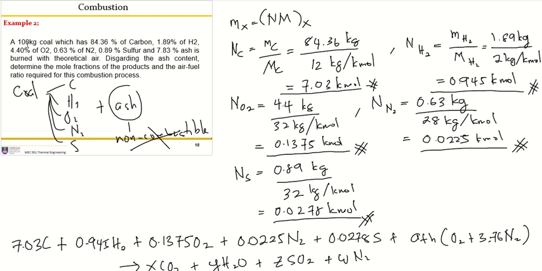Why do we put it in terms of kilogram? 84.36 kilogram, because we want to divide it by 12 kilogram per kilomole. From there you can get the number of moles for carbon, 7.03 kilomole. Similar approach is used to determine hydrogen, oxygen, nitrogen, and sulfur. So we have the number of moles value for each of the reactants in this combustion.